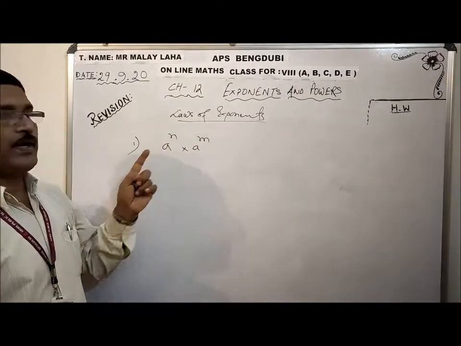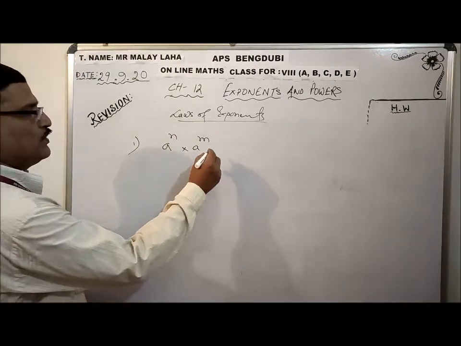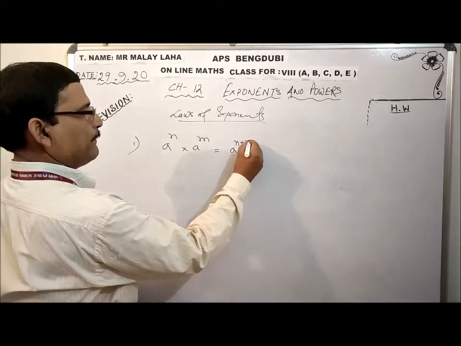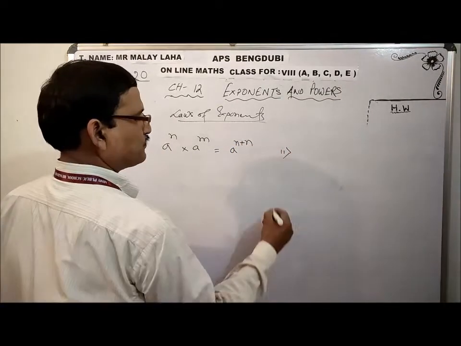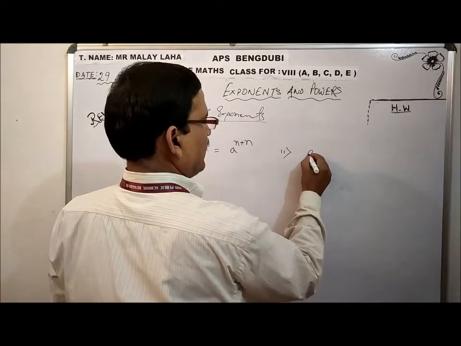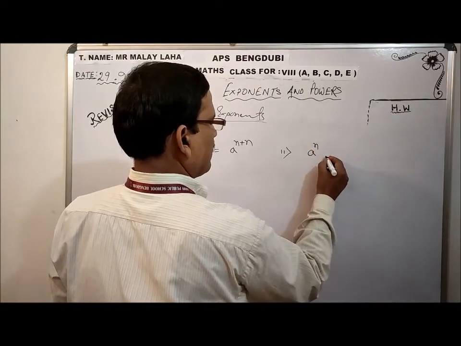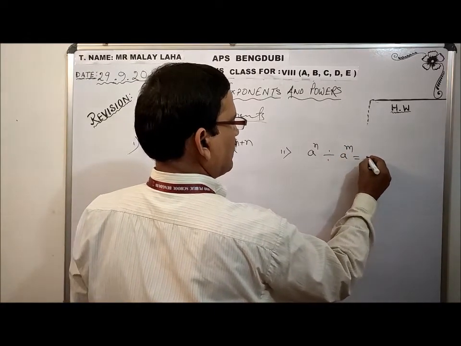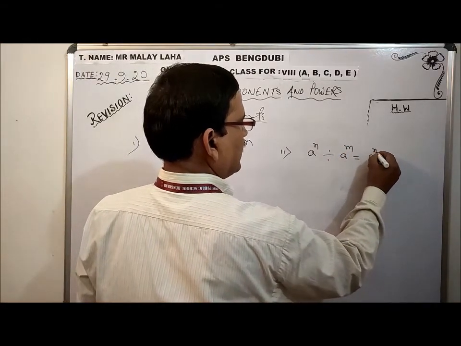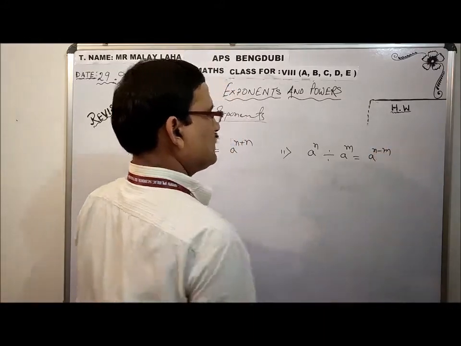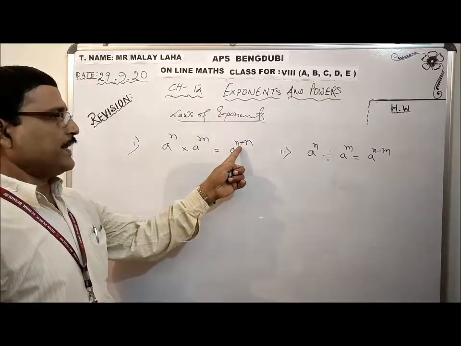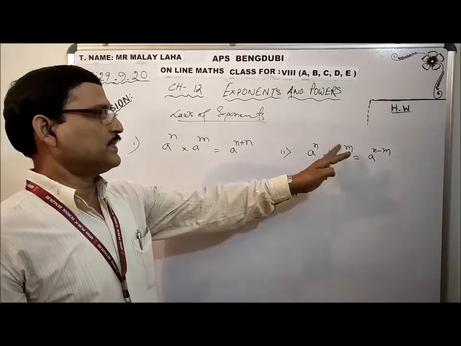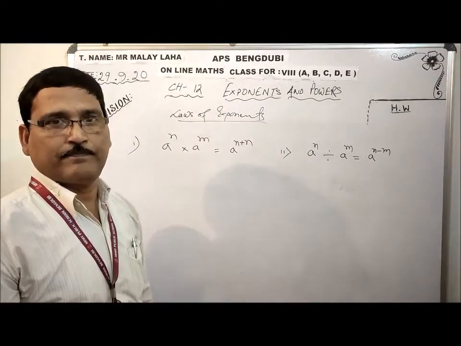Two numbers are there where the base is common. So it will be a raised to n plus m. Number 2, a raised to n divided by a raised to m. Then what will happen? a raised to n minus m. In case of multiplication, powers are added when the base is the same. In case of division, powers are subtracted when the base is the same.